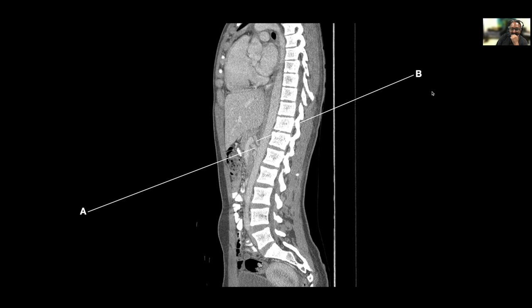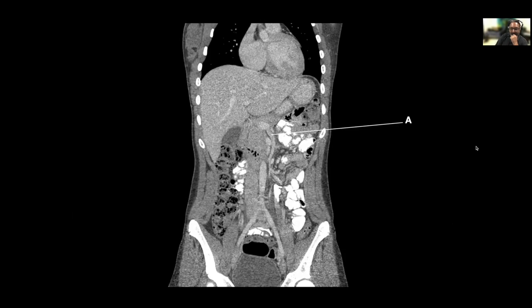Yeah, the first one is the celiac trunk. B is celiac trunk. And the A is the superior mesenteric artery. Yes, it is the SMA. Correct. Very well done.